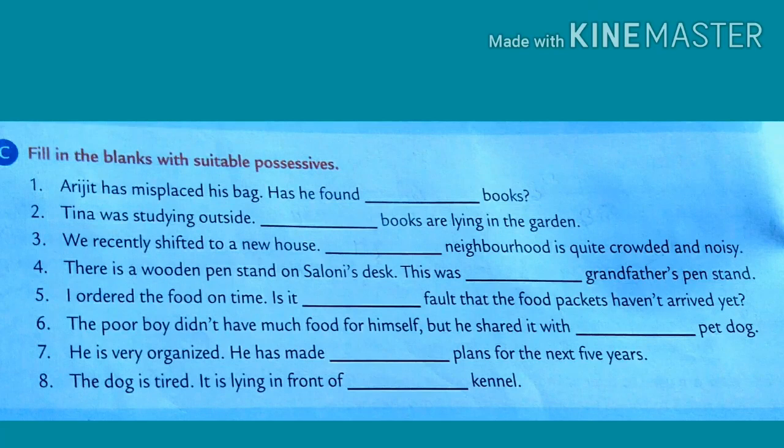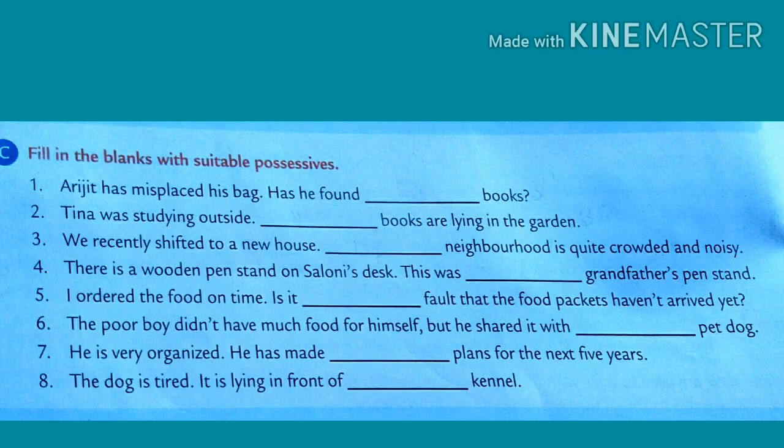Second sentence. Tina was studying outside. Dash books are lying in the garden. Who was studying outside? It is Tina. Tina is a girl. What is the possessive form of she? It is her. So, in the blank, you write the answer her. Her books are lying in the garden. Whose books? Tina's books.